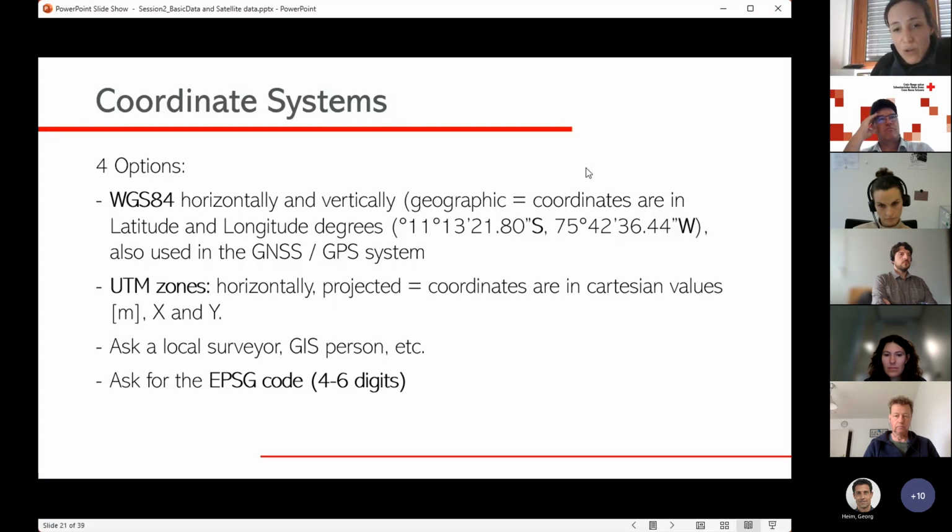Or you just ask a local surveyor or GIS person what they usually set it up to. They often don't know why they're using a certain system either, but somehow it established in one way, and then it's best to stick to what they are using. Or then ask for that EPSG code, and the site spatialreference.org, and there is another one too, is in the notes of these slides.